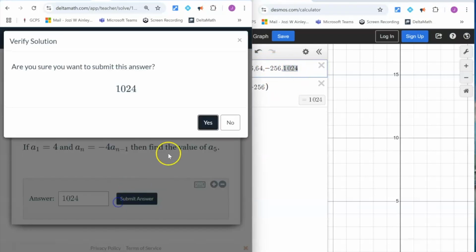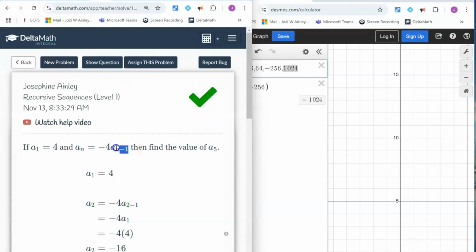Okay, and that's the process. So anytime you see the previous term, a sub n minus 1, you're putting it in parentheses, and then a sub 1 is the first one, the one you start with.